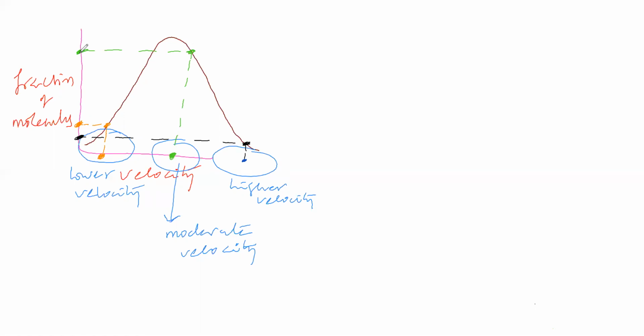Now, okay, one student says CP at T1 is equal to CP at T2. Sorry, we will check that one also. Okay. Now, lower velocity. At lower velocity, see the fraction of molecules. Lower velocity is possessed by what fraction of molecules you see? Higher velocity is possessed by what fraction of molecules you see? Moderate velocity is possessed by what fraction of molecules you see?